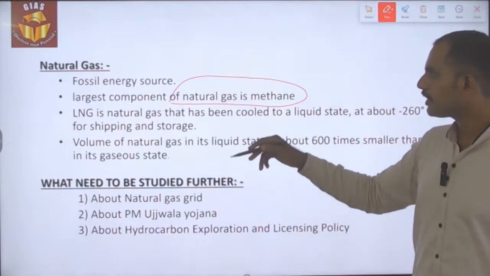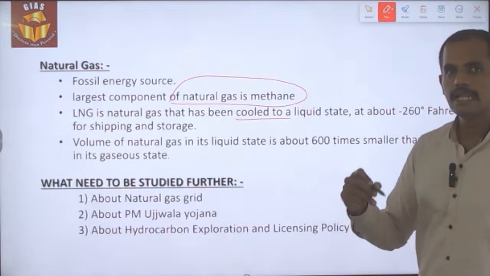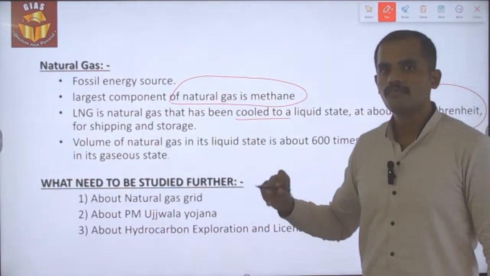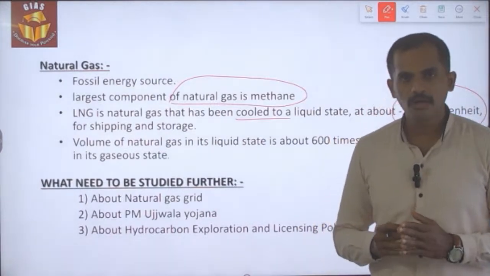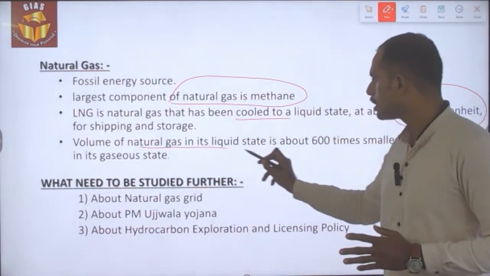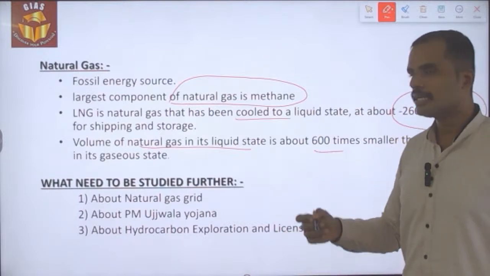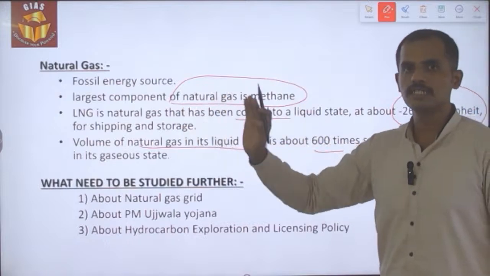And liquefied natural gas is also a natural gas that has been cooled to liquid at the temperature of minus 260 Fahrenheit for shipping as well as storage purposes. At the same time, the volume of natural gas in its liquid state is about 600 times smaller than the volume of natural gas in its gaseous state. So this is what the natural gas detail is about.